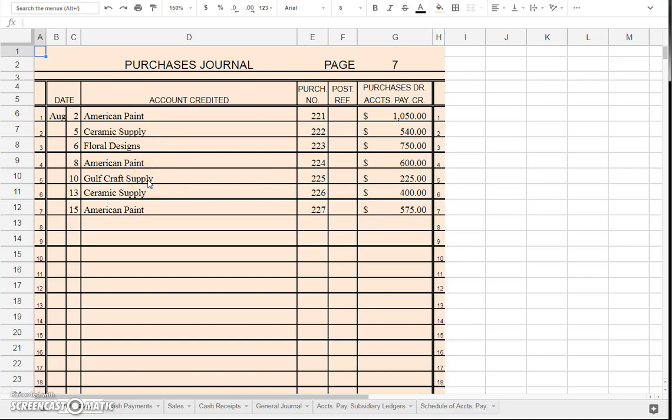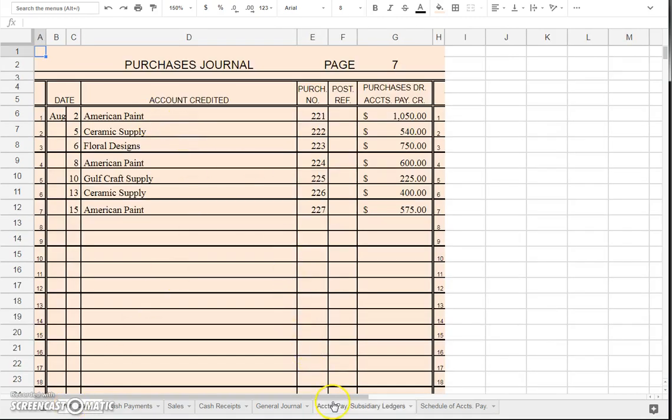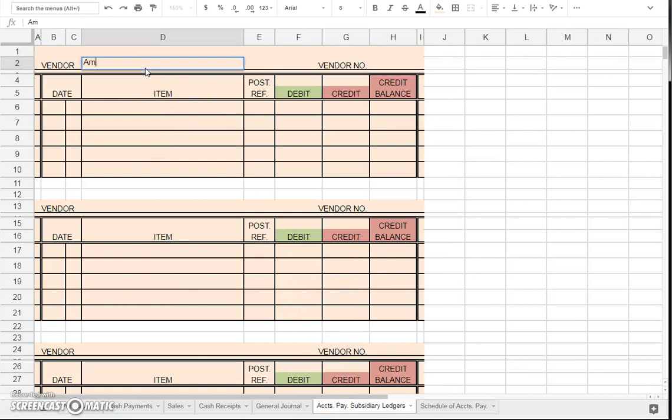So I'm going to go over to my subsidiary ledger, and up here where it says vendor, I am going to put the name of the company, and then I am going to give it a vendor number. So let's do the very first one, American Paint. We're going to put them right here.